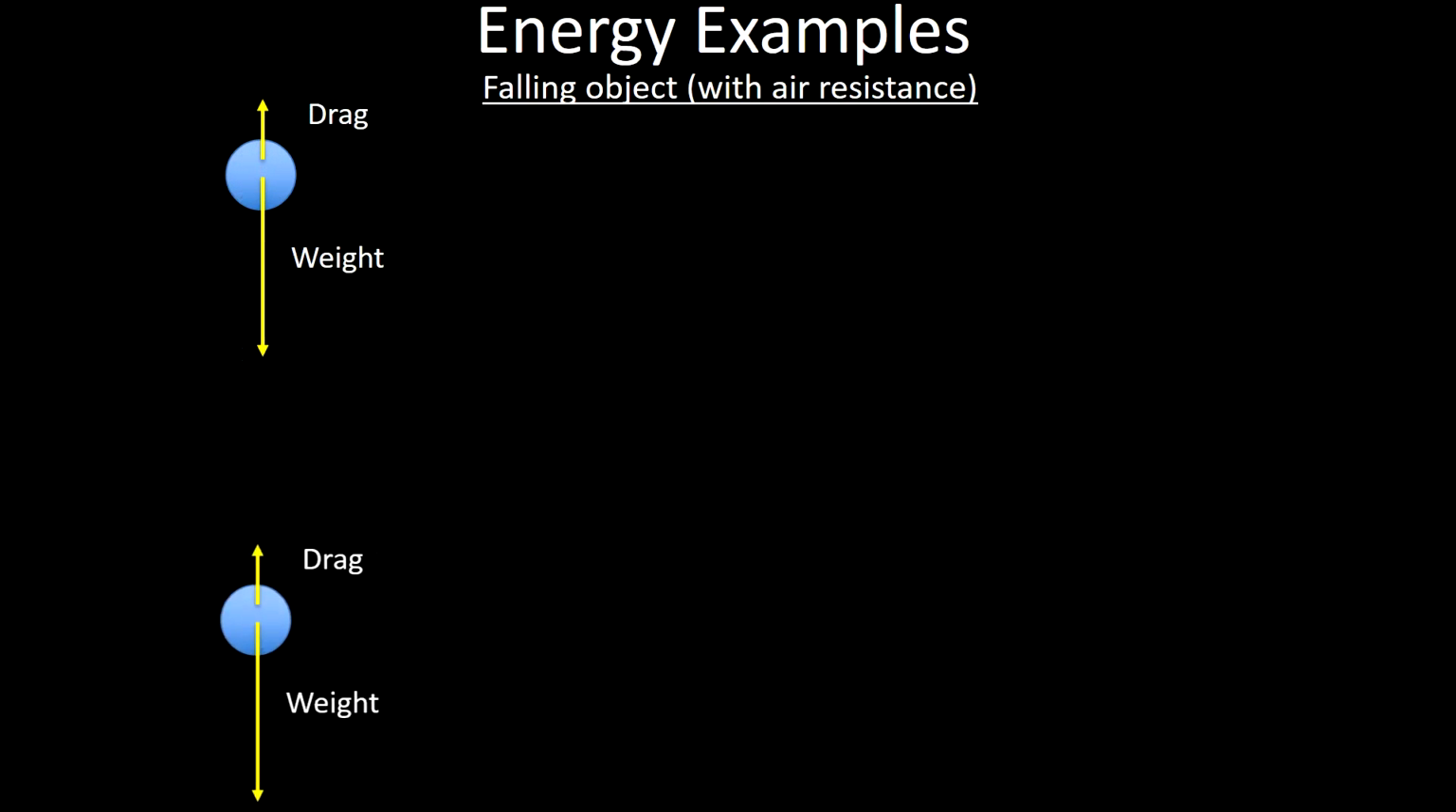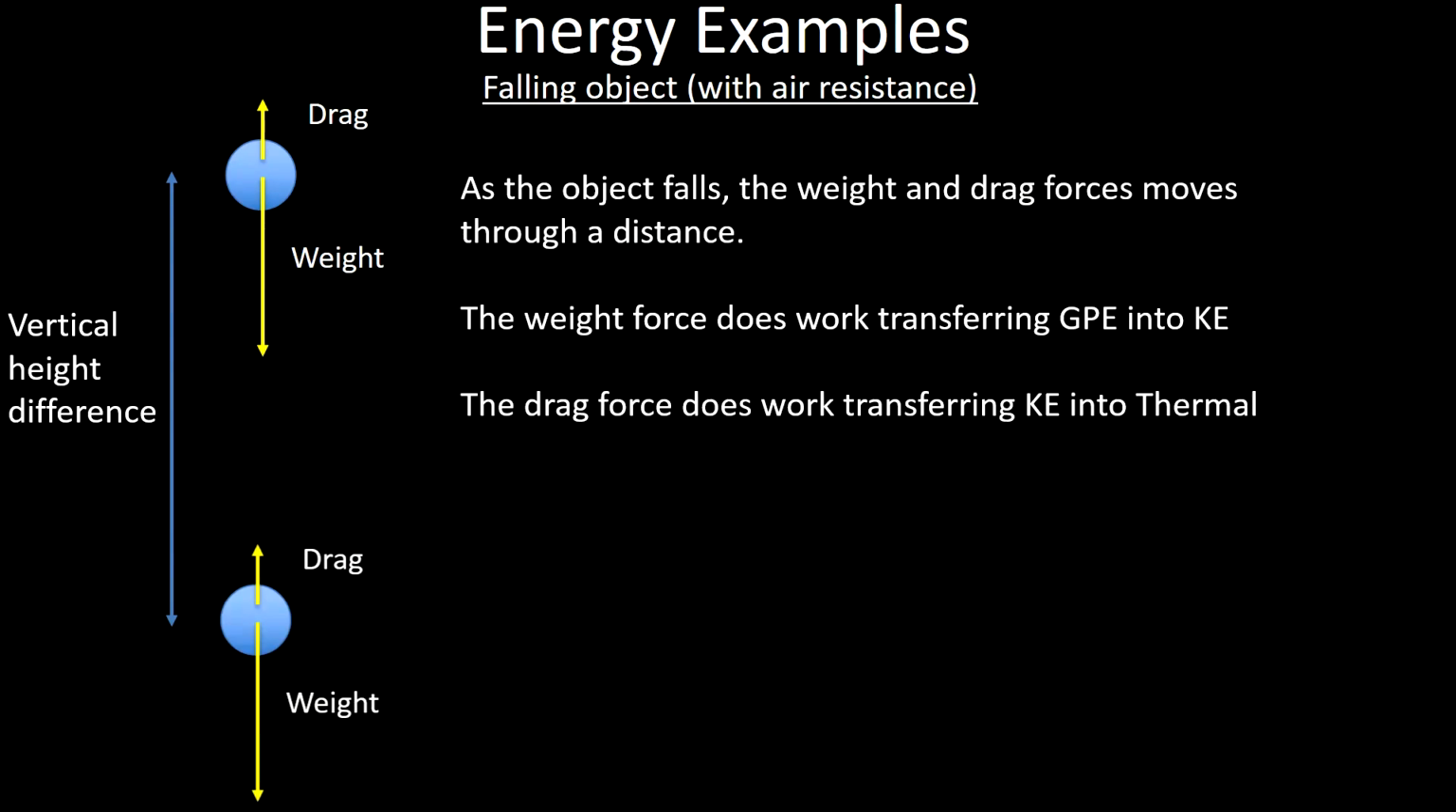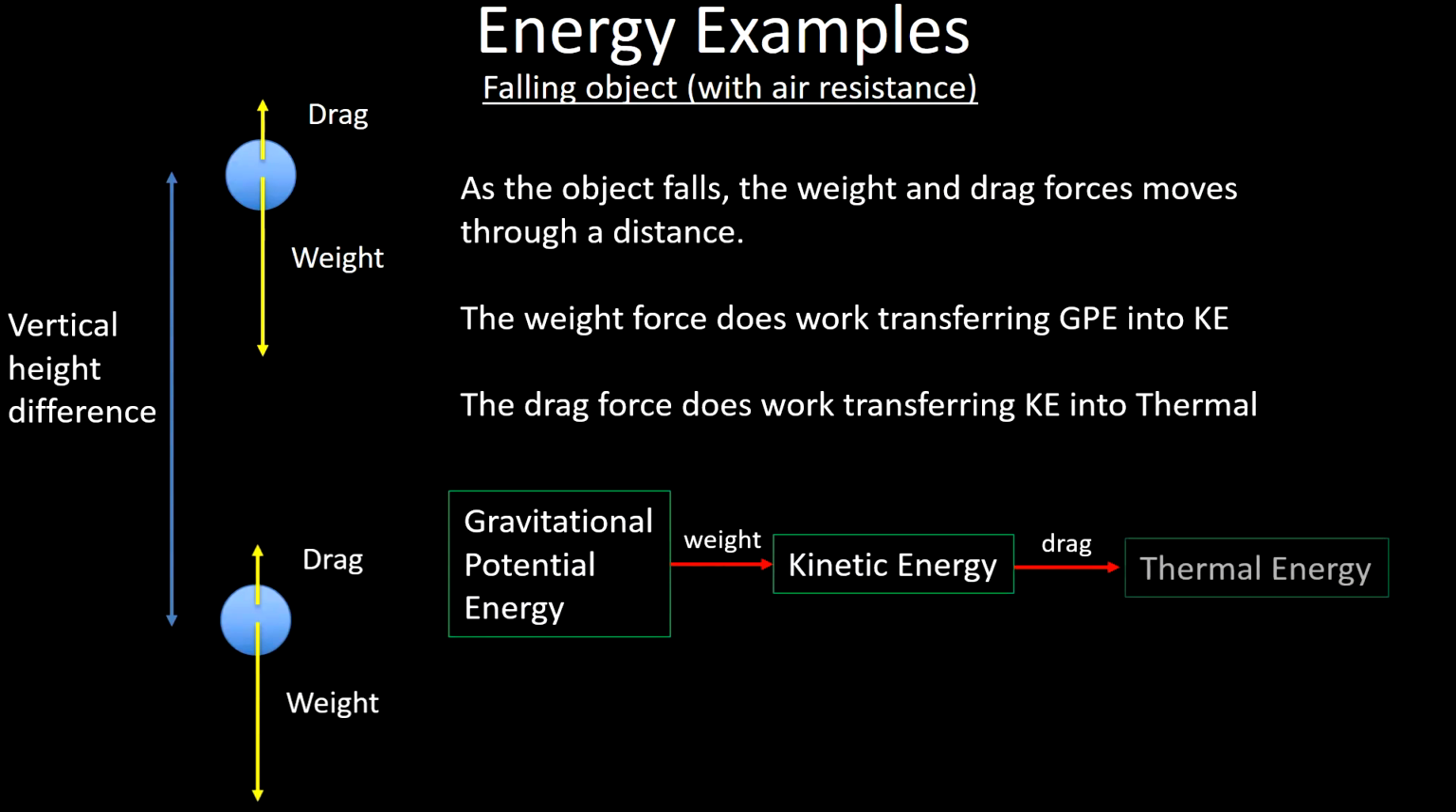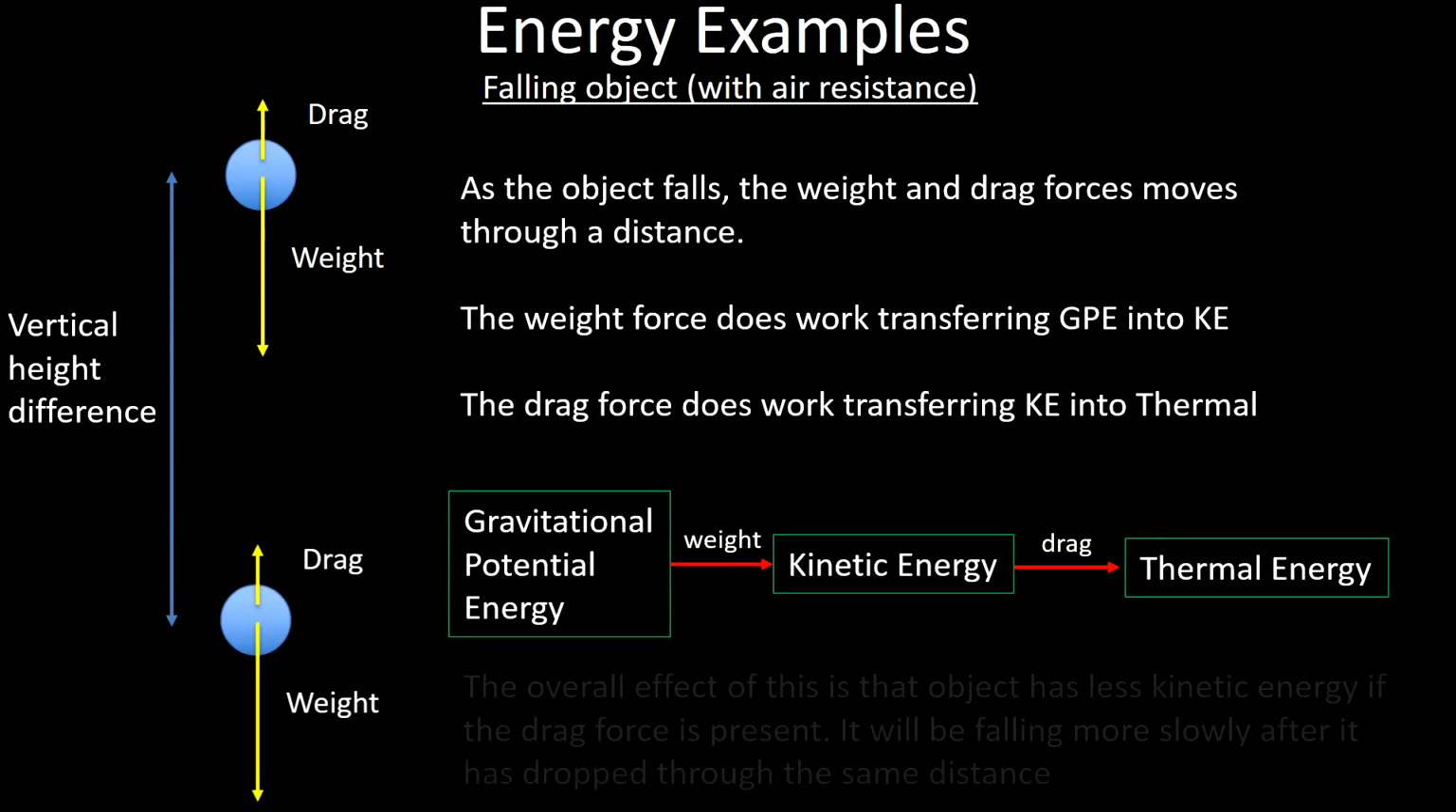So same thing, we drop the object, it's moved through a vertical height difference again. Now this time though, we've got two forces doing work. The weight force still transferring gravitational potential energy into kinetic, but at the same time, the drag force does work transferring that kinetic energy into thermal energy. Okay, so the overall diagram now looks like this. The gravitational potential energy transfers to kinetic from the weight, but at the same time, the drag force transfers some of that kinetic away into thermal energy.